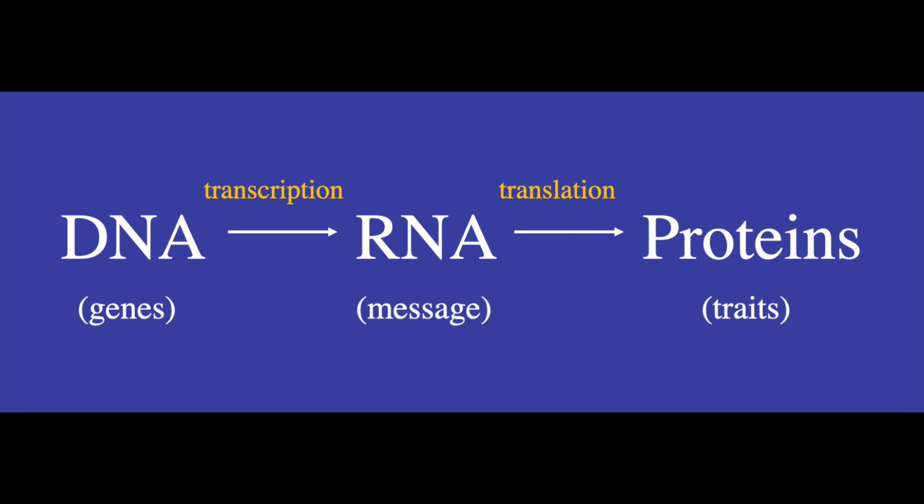And as you can see in this diagram, proteins are equivalent to traits, or you might say your traits are protein molecules or collections of protein molecules. And so this process, the central dogma, is vitally important. And like I said, all living things do it. And I want to look at that process right here.